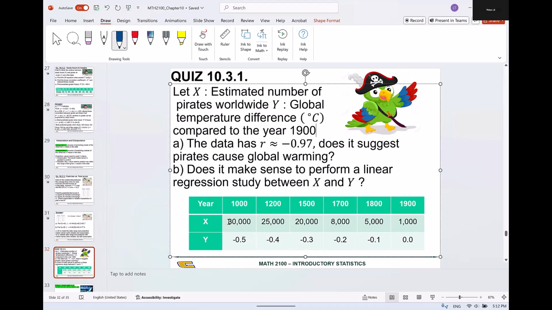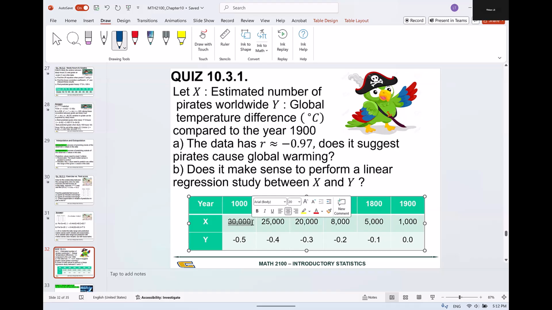So we have data here where in year 1000, there are about 30,000 pirates estimated, okay? In 1200, 25,000, and this much, and in 1900, we have an estimated about 1,000 pirates worldwide. And here is the global temperature difference compared to this year, okay? So for this data, if you plug it into a calculator, you can see they have a very high R, very strong. So we have a strong linear relationship, about negative 0.97.